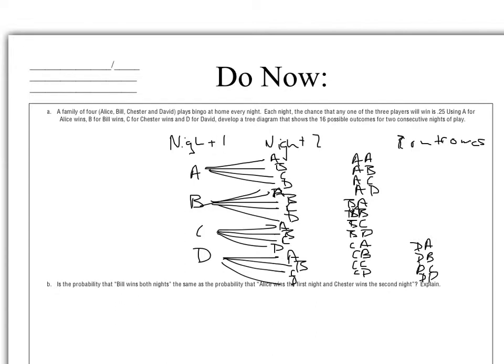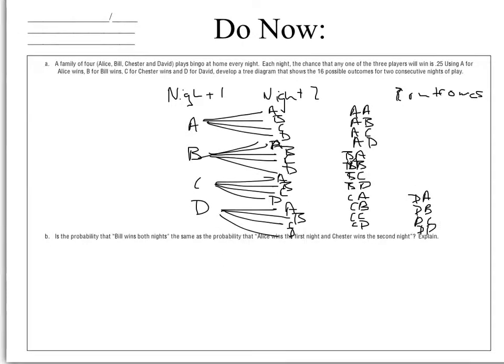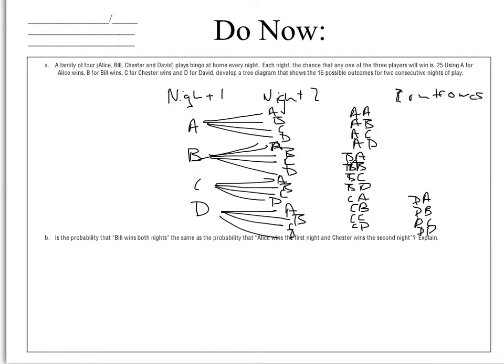It says, what is the probability that Bill will win both nights? Is the probability that Bill will win both nights the same as Alice winning the first night and Chester winning the second night? So if we're looking at this, the probability that Bill wins both nights is here. That's the BB. And then Alice first, Chester second, that's very clearly A then C, not C then A. And so we see that there's one answer here. So are the probabilities the same?